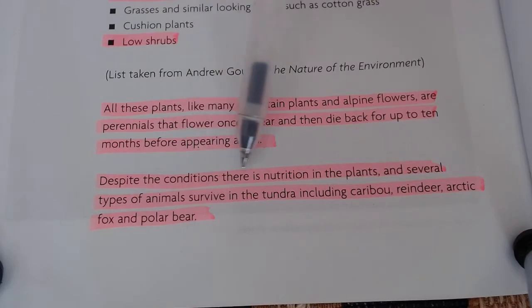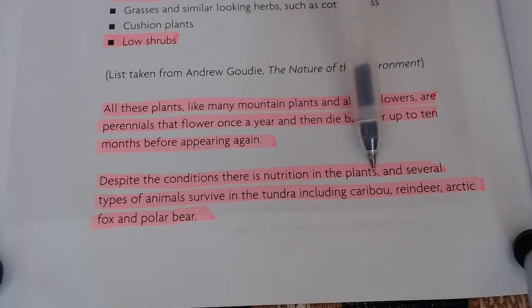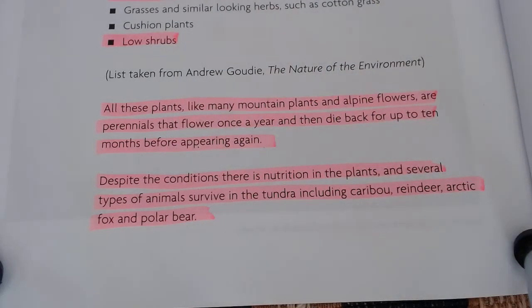Despite the conditions, there is nutrition in the plants, alright, and several types of animals have also learned to survive there. So in the midst of winter, there'll be very, very little life, but during the summertime, there is actually plants and animals that you will find there. Alright, so that's what we're going to do about tundra. I'm going to go back to the PowerPoint now. Okay, so highlight up those little bits and pieces, and we'll go back to look at some examples.